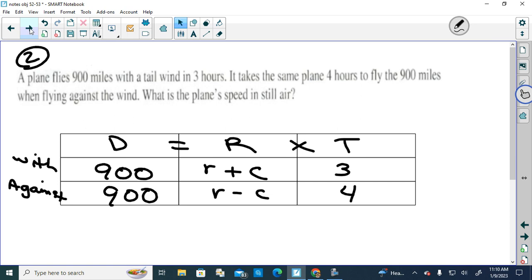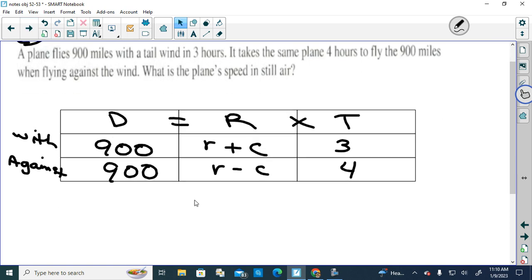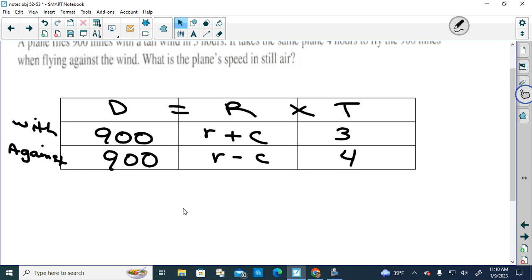One interesting thing. What is the plane speed in still air? So we're going to have to solve. I don't know if I want to get going on this one. We're not going to finish this one before the bell rings. I'm going to pause here.